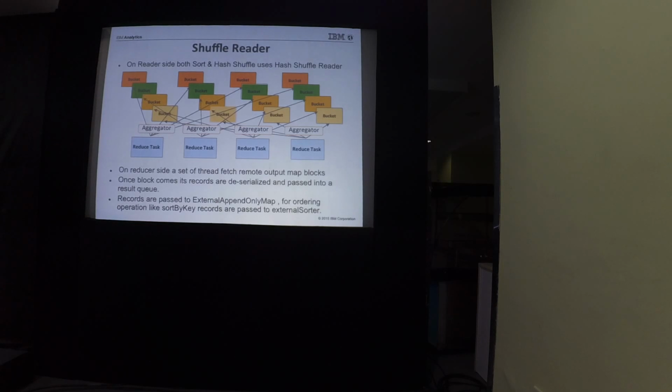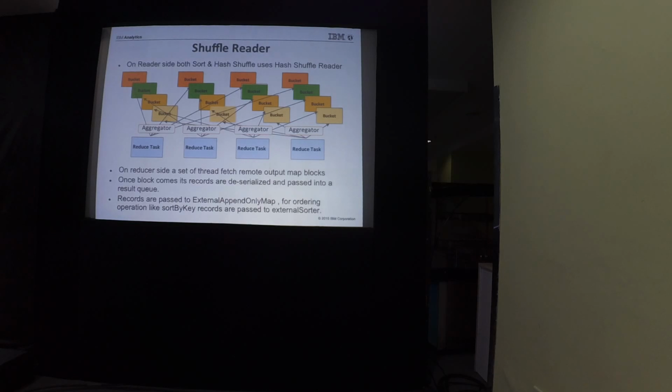I said the reader didn't get changed. The way shuffle read used to happen, the sort shuffle read also happens the same way. So on the reader side, both sort and hash shuffle use the hash shuffle reader. That code is exactly the same. Now, on the reducer side, a setup thread fetches the data from the mapper for that reducer, and there will be some dedicated thread which deserializes the data and brings it into a queue, which is called the result queue. And once blocks come, before giving to the queue, you have to deserialize them.